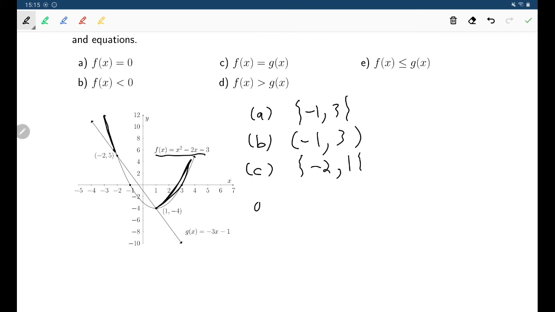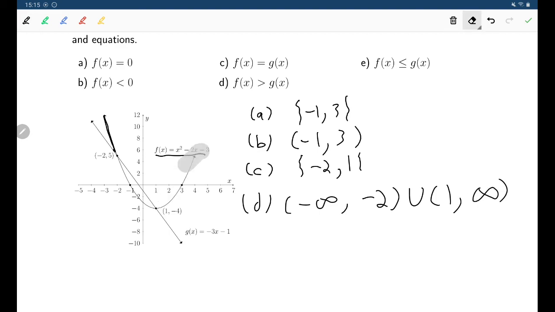So my solutions for D would be all the values up to, but not including, negative 2, together with all the values that are larger than 1. I'm not including the negative 2, and I'm also not including the positive 1, because we're looking for where the one function is strictly greater than the other. Negative 2, that's where they're equal to each other. 1, that's where they're equal to each other. That's why I'm not including the negative 2 or the 1.